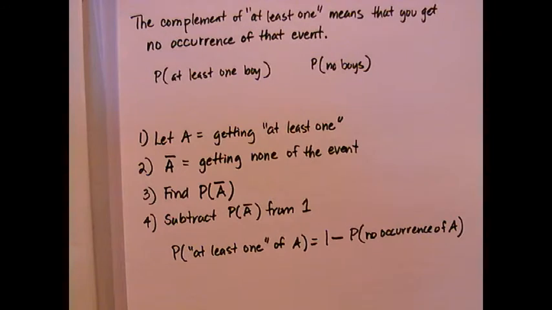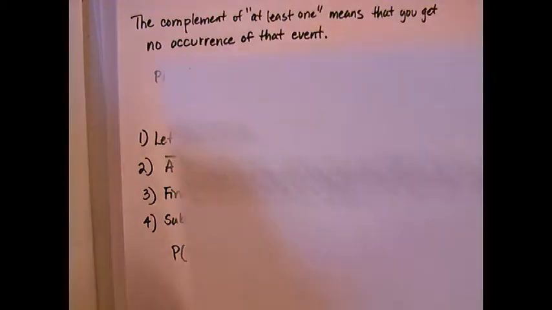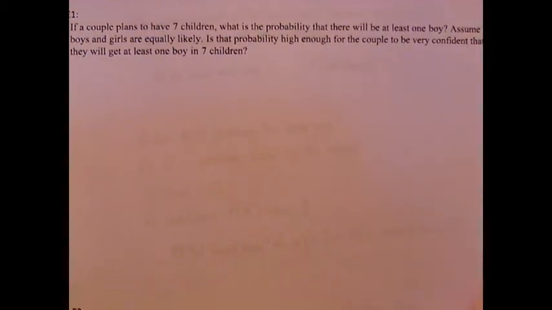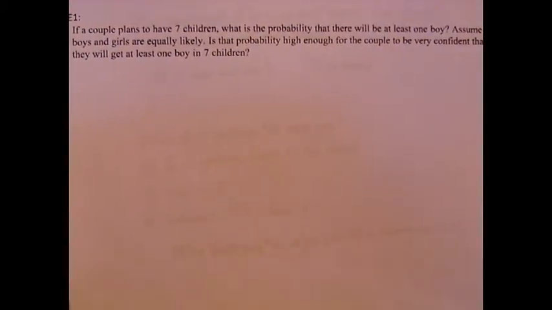Alright, now let's look at one example that deals with the probability of at least one. And it says here, if a couple plans to have 7 children, what is the probability that there will be at least one boy? Assume boys and girls are equally likely. Is that probability high enough for the couple to be very confident that they will get at least one boy in 7 children?